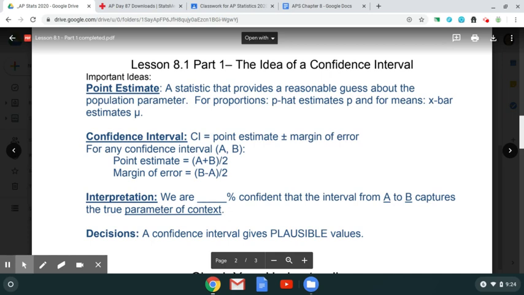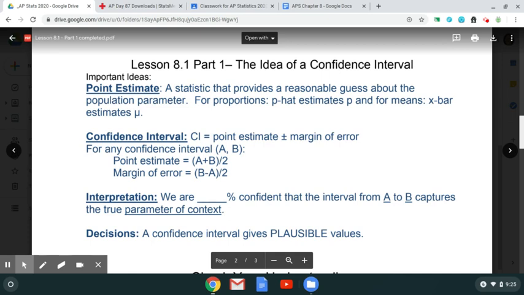So, for example, in that scenario we did with the chapter 6 test scores, looking at the interval that problem number 6 did, 71 to 79, and they said they were 72% confident. So we are 72% confident that the interval from 71 to 79 captures the true mean test scores of block 3's chapter 6 tests. Now, let me tell you what a confidence interval gives you. A confidence interval gives you plausible, reasonable values.